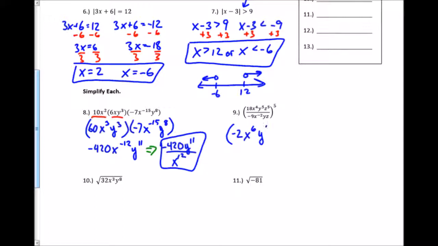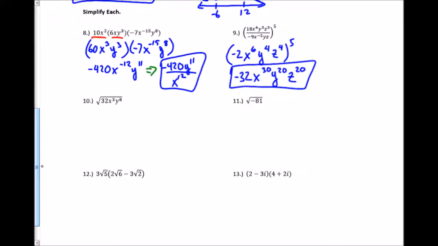That's going to be a y to the 4th and a z to the 4th. And now I can raise it all to the 5th power. That's a negative 32. I multiply the exponents. That's an x to the 30th, a y to the 20th, and a z to the 20th. And that's it. So again, start inside parentheses, do the division. When we divide, we subtract the exponents, then raise it to a power, and we multiply the exponents.